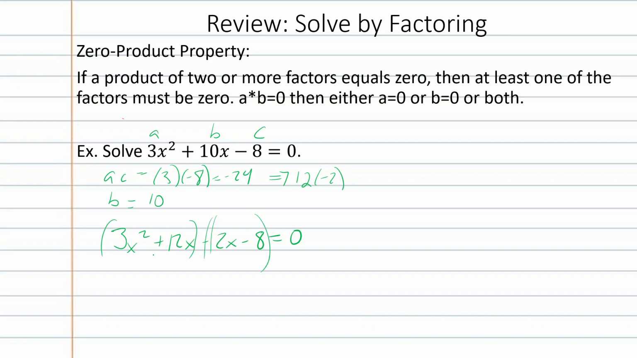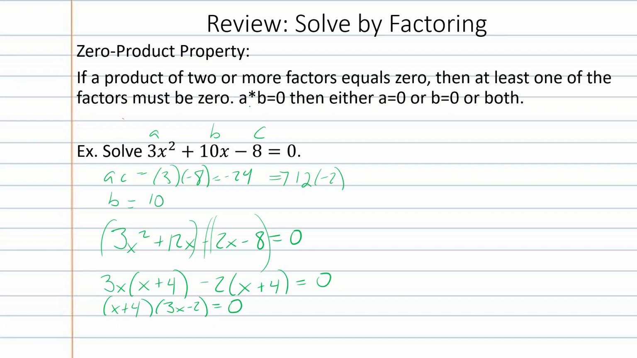So, in the first two terms, I'm going to pull out a 3x, and that's going to leave me with an x plus 4. And then the second two terms, I'm going to pull out a negative 2. It's going to leave me with an x plus 4. And then I can pull out the x plus 4, and it will leave me with a 3x minus 2. Now this whole thing equals 0.